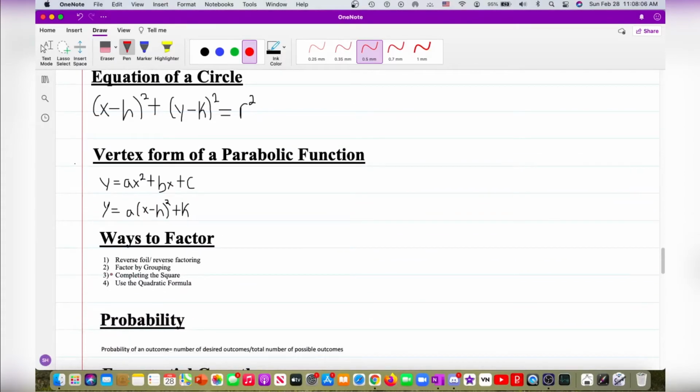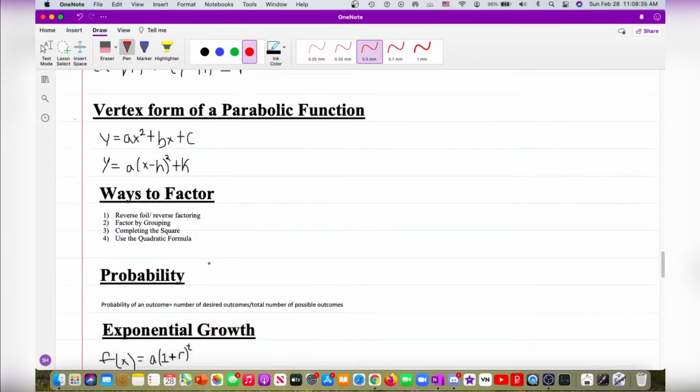Okay, and ways to factor. So you can reverse FOIL or the typical factoring. You also have factor by grouping if you have like 4 terms. You can complete the square and use the quadratic formula. The reason I've listed it like this is in terms of shortest to longest, because completing the square and using the quadratic formula usually takes like 45 seconds to a minute, whereas reverse FOIL, or I like to call it just regular factoring, can take maybe up to 10 seconds as long as you know what numbers it is.